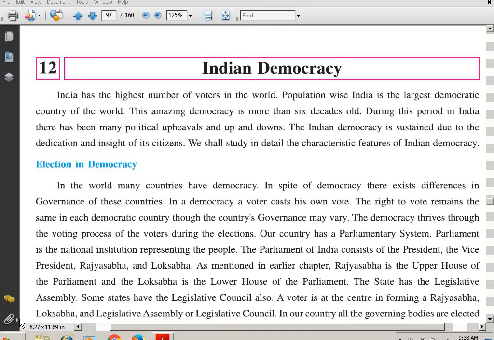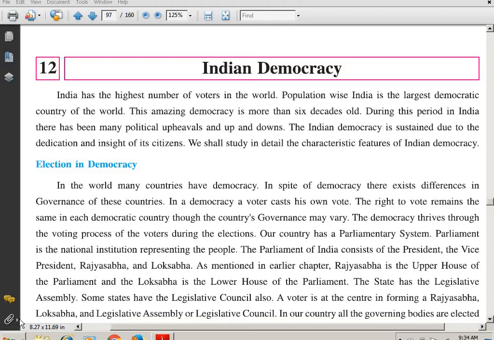During this period in India, there have been many political upheavals and ups and downs. There have been many problems, there have been struggles, but whatever the ups and downs, the Indian democracy is sustained due to the dedication and insight of its citizens. So because of the dedication and commitment of the people, the Indian democracy has been sustained, and the credit goes to its citizens. We shall study in detail the characteristic features of Indian democracy. So what are the characteristic features of this Indian democracy?